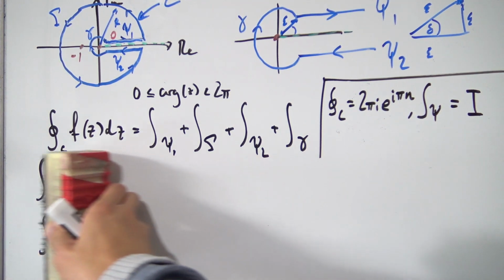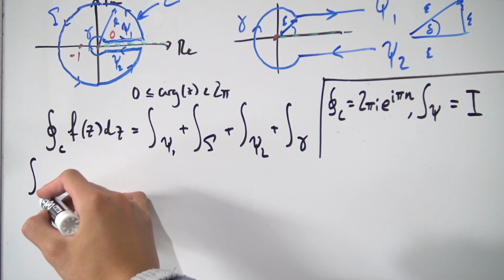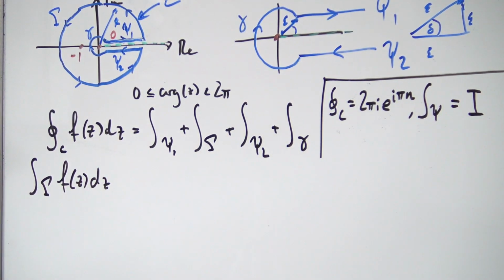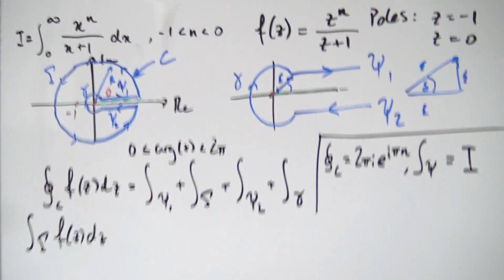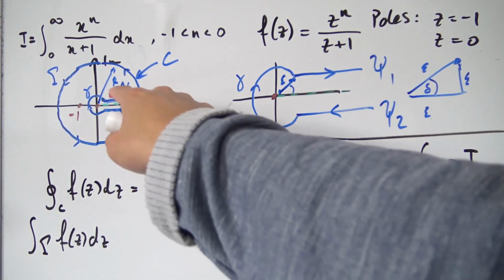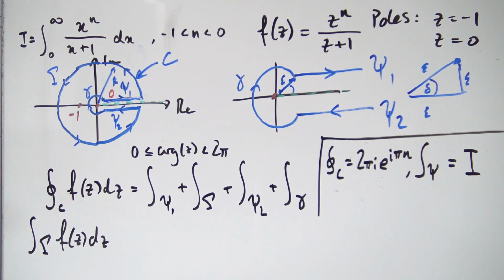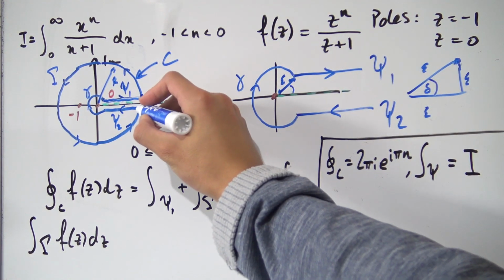Let's move on to the third integral. And the third integral is the integral over gamma of f of z dz. So in order to evaluate this, same thing as before, what exactly is our gamma? Our gamma is just a circle of radius capital R that goes around the origin. So it's centered at the origin. And where does it start and where does it end? Well, it starts at this point right here, and it ends at this point.